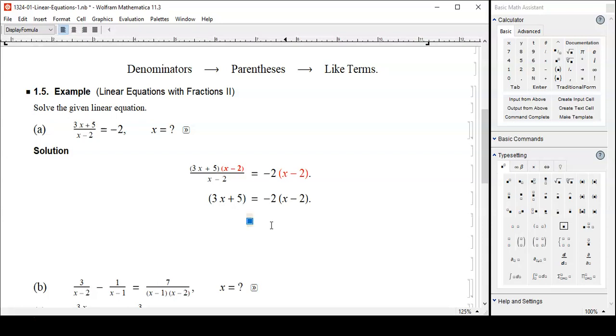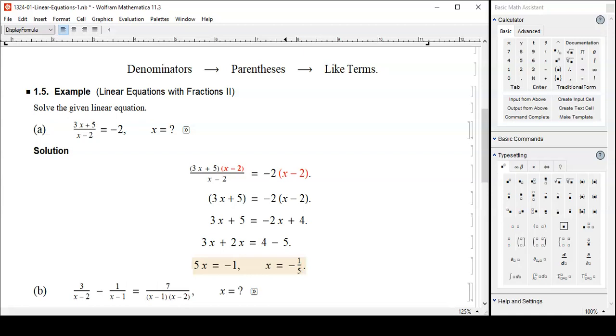And then let's break out the parentheses. 3x plus 5, negative 2x plus 4. Distributing negative 2, distributing negative 2 times negative 2, so we have positive 4. Okay, and then let's take the line terms together. 3x plus 2x equal to 4 minus 5. Remember, change the side, change the sign. So we have 5x equals negative 1. X is therefore negative 1 over 5. Looks like that's the answer.